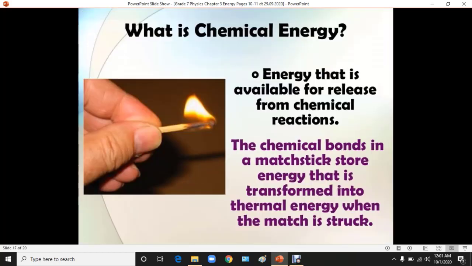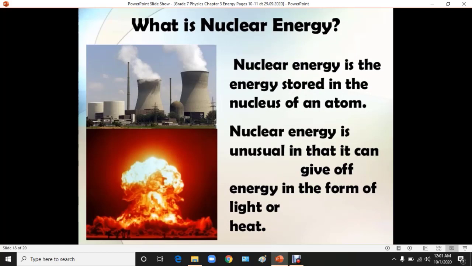Here are some forms which we call chemical energy, the energy that is available for release from the chemical reactions that we have just seen. Also, nuclear energy is the energy stored in the nucleus of an atom, and nuclear energy is unusual in that it can be given off in the form of light or heat. You can see here the nuclear reactions, they are releasing energy.